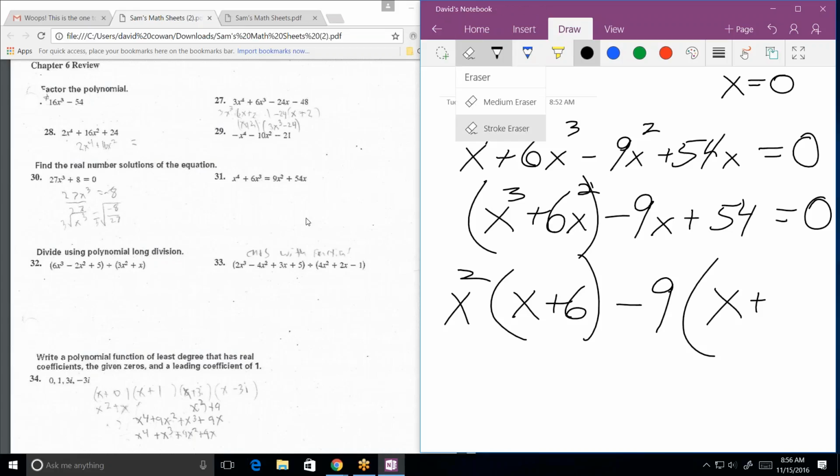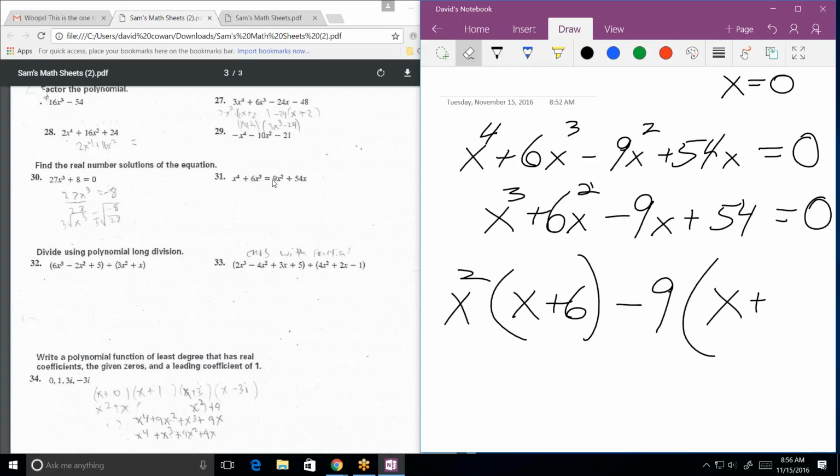Yeah, I mistakenly looked at this and thought that I could group it because I saw the 1 to 6 ratio. But this is a negative 1 to 6 ratio, and if that's the case, then you cannot group it. And yes, I did make a mistake. That should be minus 54x.